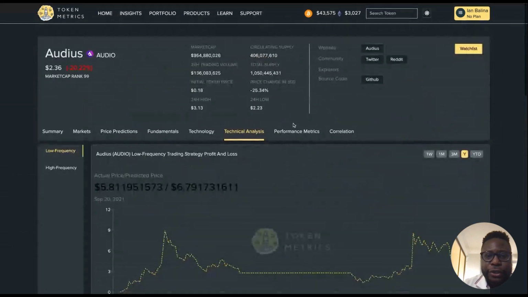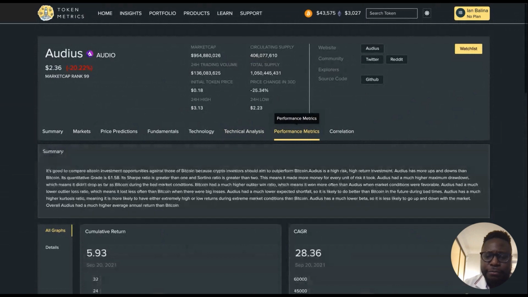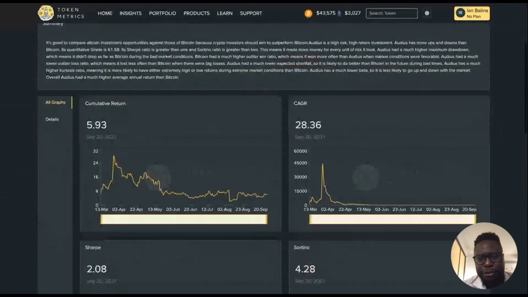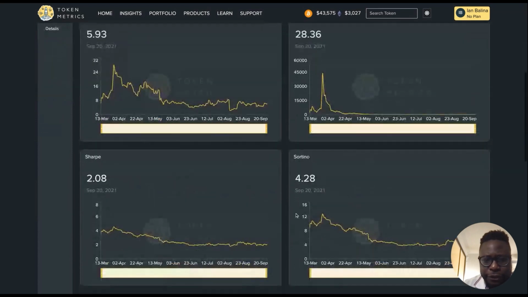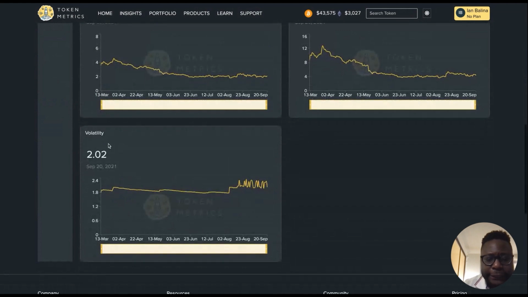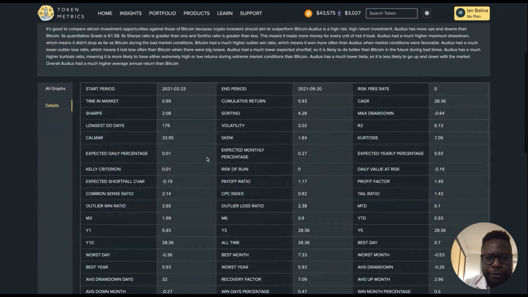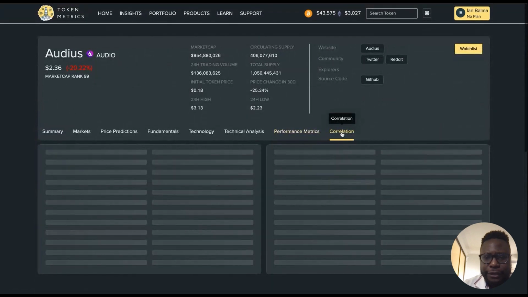All right, so let's now go to performance metrics. Not much has changed here, just the way it's being displayed. Trying to make this as simple as possible and get the key metrics that matter and graphs. So the return, the compounded annual growth rate, Sharpe ratio, Sortino ratio, volatility. And then if you like, we get more details here, these metrics, if you want to nerd out. All right, so we also have correlation as usual.